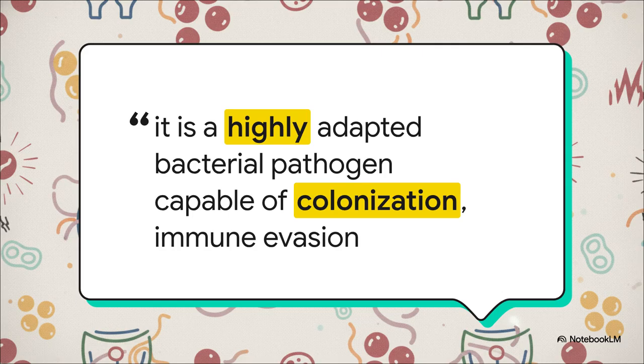Let me read it for you. S. aureus is not simply a bacterium that causes inflammation of the udder. It is a highly adapted bacterial pathogen capable of colonization, immune evasion, persistence, and transmission. It's that exact combination, the sticky capsule, the backward binding protein A, the fibrin shields, that makes it such an absolute powerhouse of a pathogen.